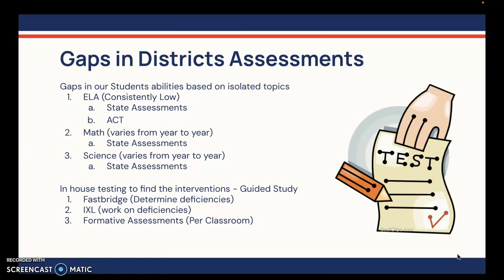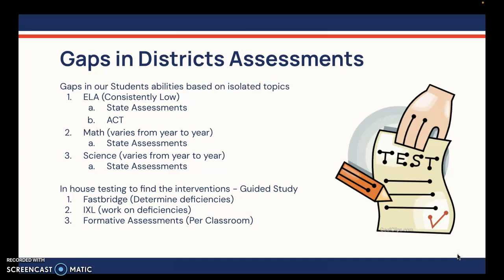Our science varies year to year, but actually, typically our science does test well across the board. It's one that we have to do very little intervention for because they do so well. Some of the in-house testing that we do for interventions takes time during our guided study time, which is our intervention time. We use FastBridge in-house to determine the deficiency, so where are our students lacking in math or English? Then they use a program called IXL to work on those deficiencies.